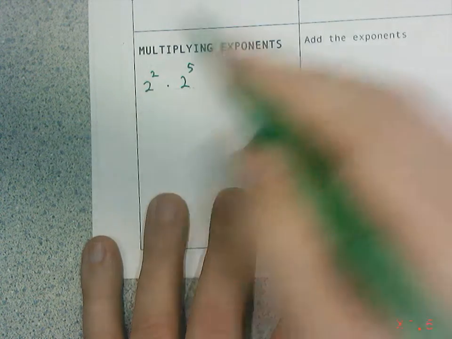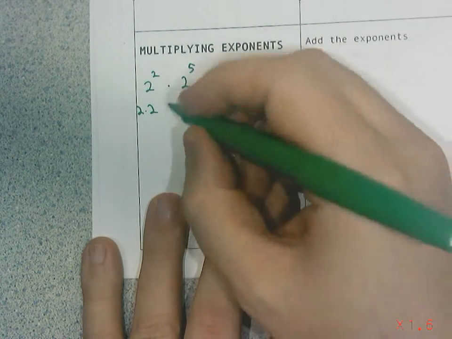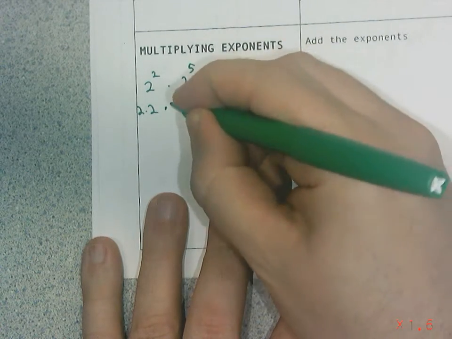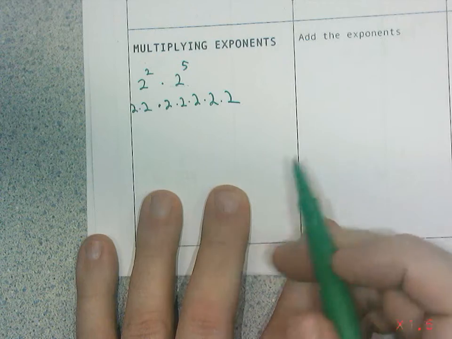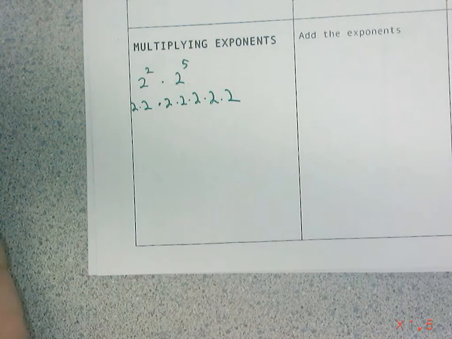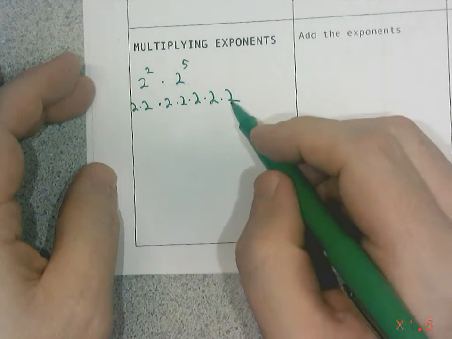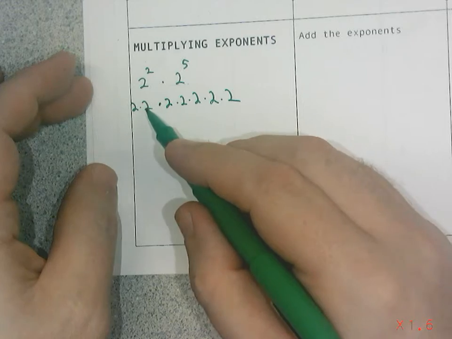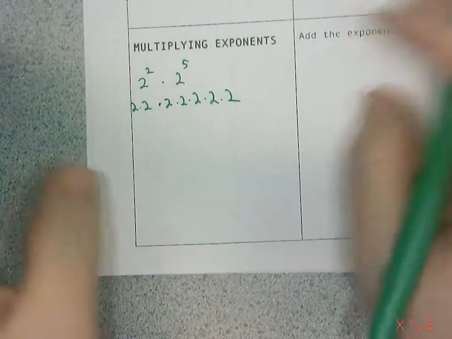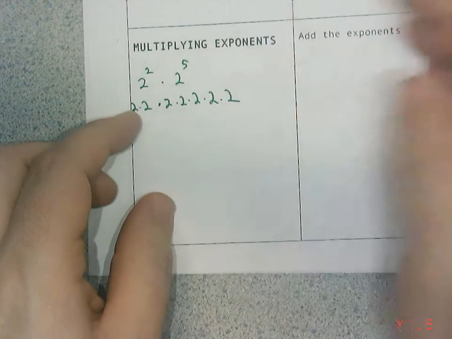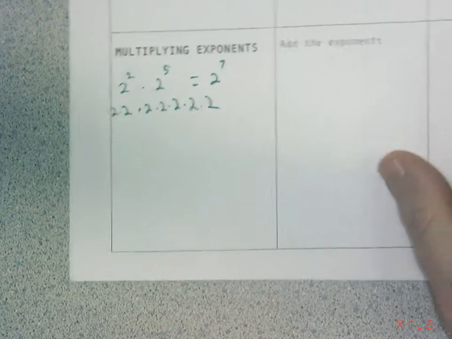If I break this down, 2 to the second power means I'm multiplying 2 by itself twice, 2 times 2. 2 to the fifth power means I'm multiplying 5 2s. So 1, 2, 3, 4, 5. Now if I'm multiplying all of these together, I can rewrite it as the number of 2s I'm multiplying by itself. So I have 1, 2, 3, 4, 5 times 1, 2, or 6, 7. So I could rewrite 2 to the second power times 2 to the fifth power as 2 to the seventh power. And again, the trick to it is pretty simple.